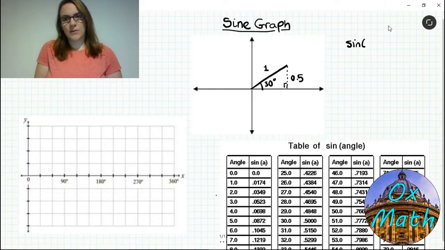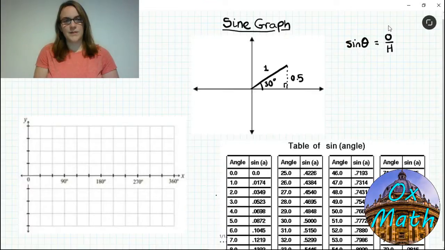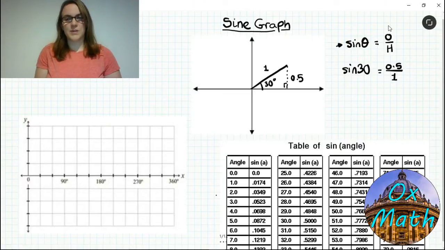You should know that sine of an angle is equal to the opposite over the hypotenuse. If you aren't familiar with that or you don't understand that, have a look at my previous video on basic trigonometry, but that is the definition of sine. Sine of the angle is equal to the opposite over the hypotenuse. So in this right angle triangle, 0.5 is our opposite and our hypotenuse is actually 1. Our hypotenuse is the long side opposite the right angle. So sine of 30 is equal to 0.5.